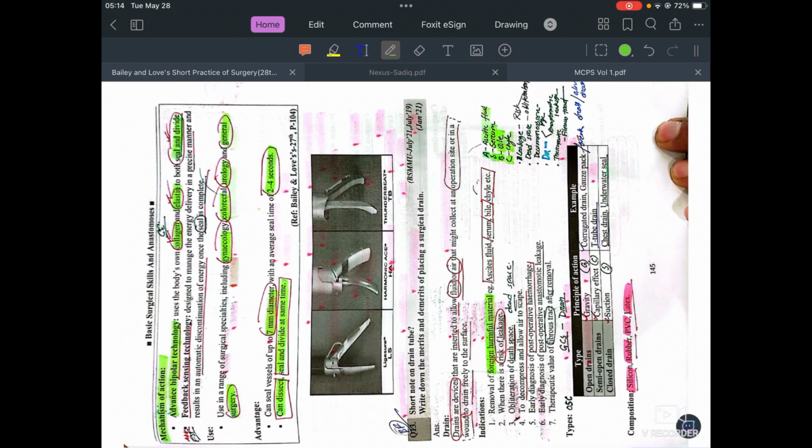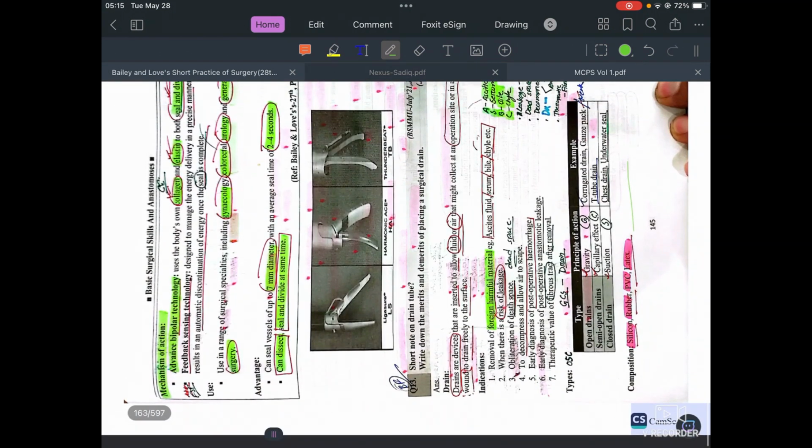Types of drain. There are various types of drain: open drain, semi-open drain, and closed drain. Open drains include gravity and corrugated drains; semi-open includes capillary tube drain; closed drains include suction drain, chest drain, and underwater seal. Composition: silicone, rubber, PVC, etc.